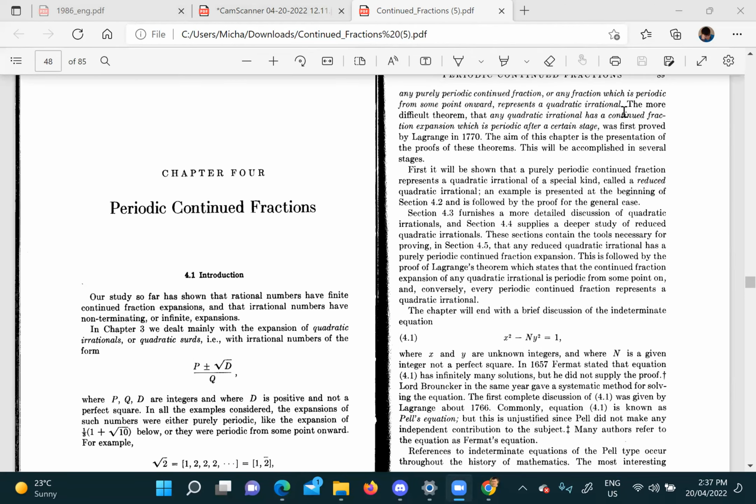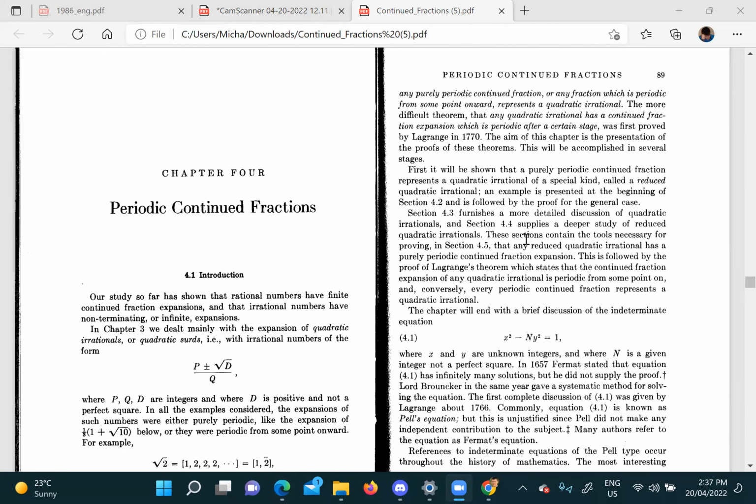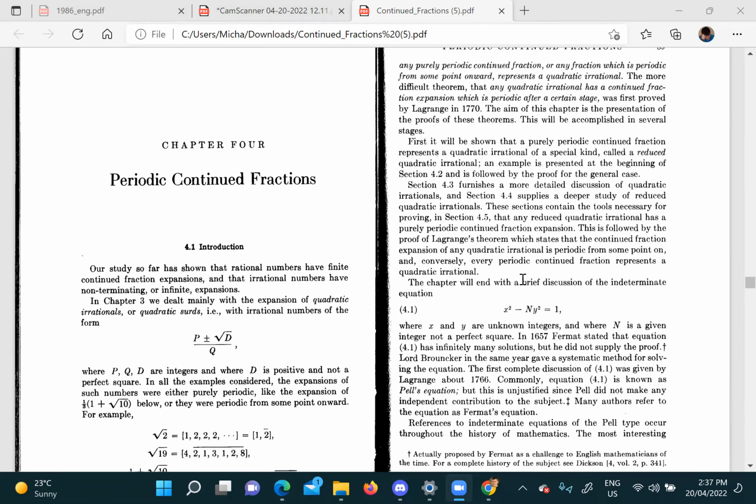First, it will be shown that a periodic continued fraction represents a quadratic irrational of a special kind, called a reduced quadratic irrational. So what does purely periodic mean? A1 is also part of the recurring part. So it's not eventually periodic, it starts off periodic. 2 plus 1 over 2 plus 1.